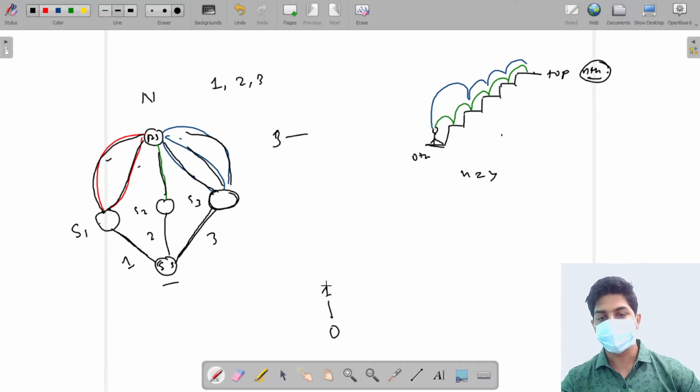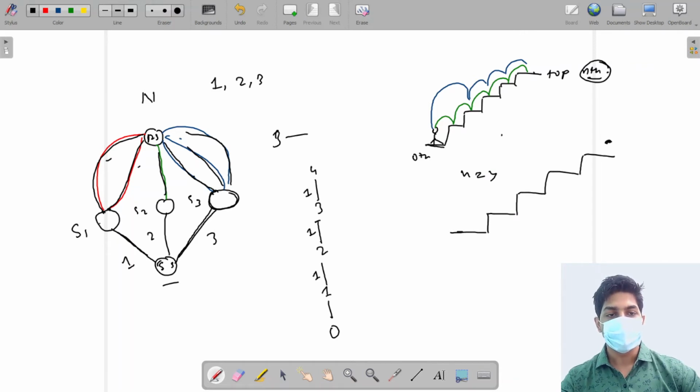He will tell me, okay, let me tell you. He takes a jump of 1 unit and asks the second step guy. The second step guy takes a jump of 1 unit and reaches the third step. The third step guy takes a jump of 1 unit and reaches 4. When I am standing on the top, how many ways are there to reach the top? There is only one way, that is not to go anywhere else, just stay there. Then the fourth person will return one way, saying just stay over there.